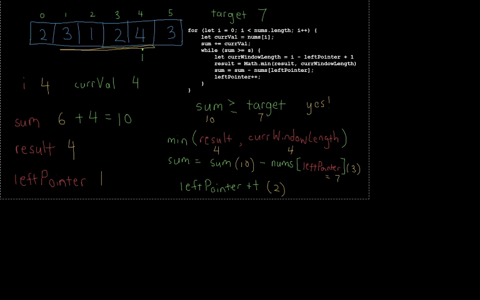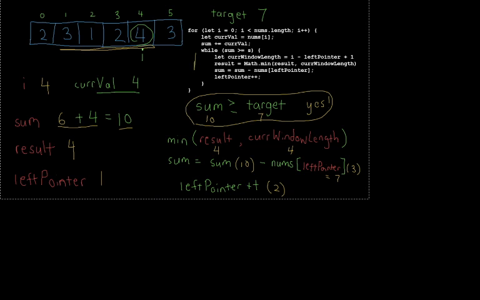So when I becomes 4, what you do is you check the current value, right? Value is 4. And then you add that to the sum, which previously was 6. So now we get 10. And you see sum is going to be bigger than the target. So we continue into our while loop right here. You calculate current window length, which visually you can see is 4.